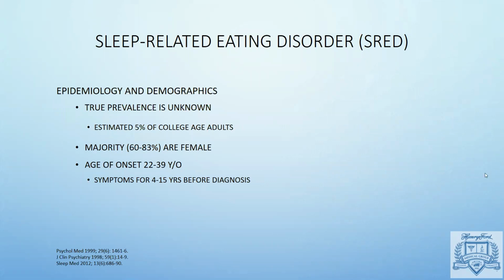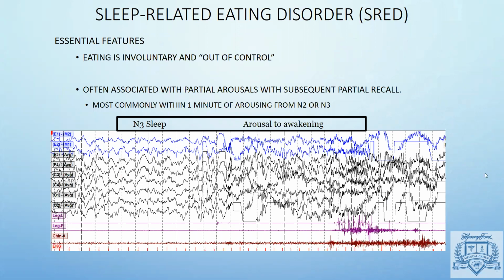Estimated 5% prevalence in college-age adults. For some reason, majority is female. We don't know why. It's not that the sleep architecture is any different between males and females. Age of onset, 22 to 33, it doesn't really occur in the elderly unless you are prescribing them a medication that's provoking them to do it. Eating is involuntary and out of control. This is another polysomnogram where their patient is in N3 and then they wake up and carry on to do what they're doing.